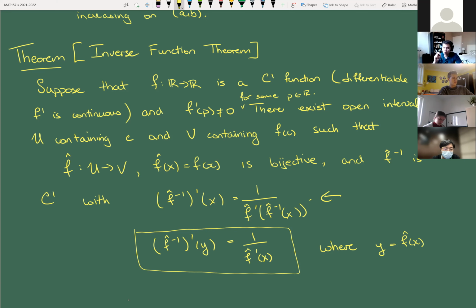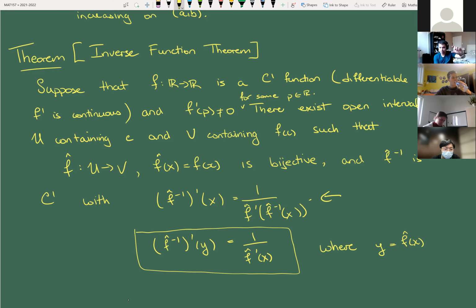If you think about what f prime is, it's the slope of the tangent line. When you take the inverse, you reflect about the line y equals x, right? So you take your function, you reflect it in the line y equals x, and you could ask what should happen to the slope of the tangent line when you reflect about the line y equals x. Well, you'll just take 1 over it, right? You'll take a reciprocal of it.